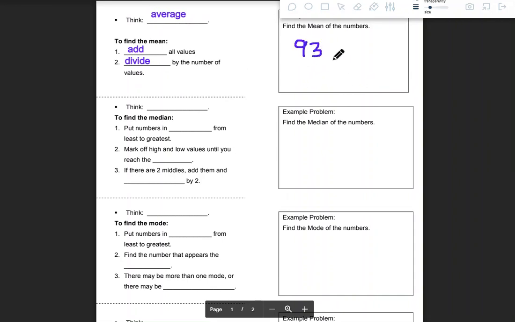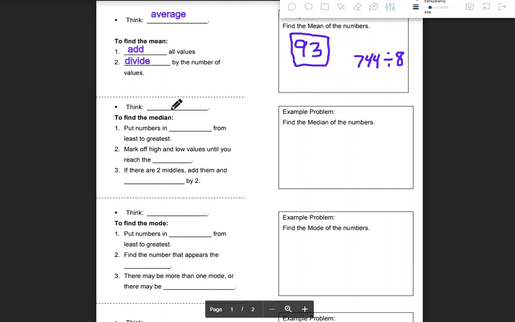And we got that from adding them all up, and we got 744, right? And then we divided it by 8 because that's how many numbers we added together. So our mean is 93. All right, so the next one, it says median.